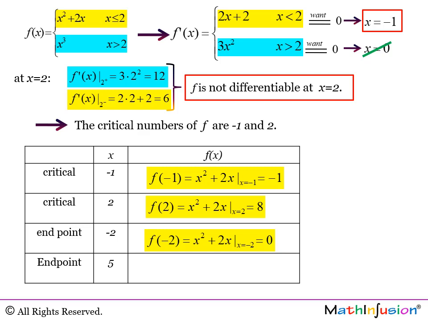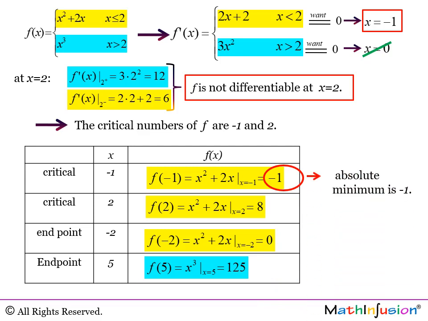If you noticed, all of these are using the branch that f(x) equals x to the power of 2 plus 2x. But when x equals 5, we have to use the x cubed. And we get this. So in the last step now, we just have to figure out which one of the values is the lowest and which one is the highest. Pretty easy to see that this is the absolute minimum, and this is definitely the absolute maximum.